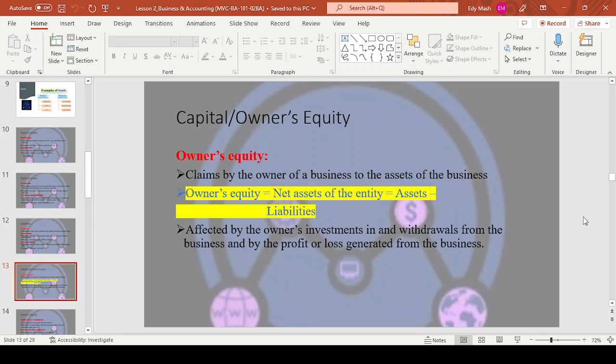All right, owner's equity is equal to net assets of the entity, and that is equal to assets minus liabilities. So assets are the things that a business owns, or the things you own as an individual, your cars, your flat. Liabilities are the things you owe, like that bank loan you have to pay back. So your net assets is all assets minus all liabilities, and that is equal to the owner's equity. That's the balance sheet equation.